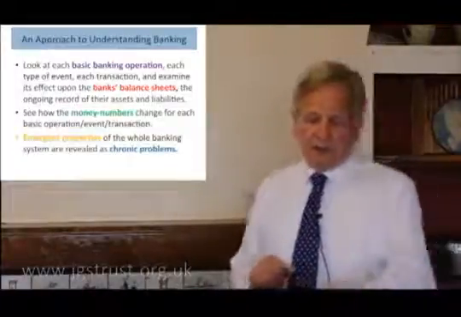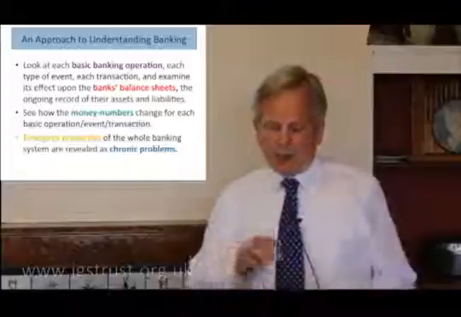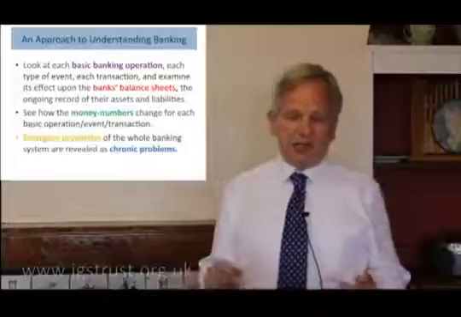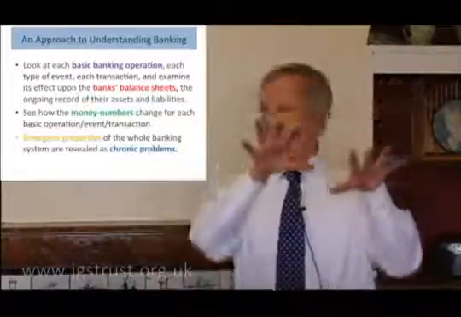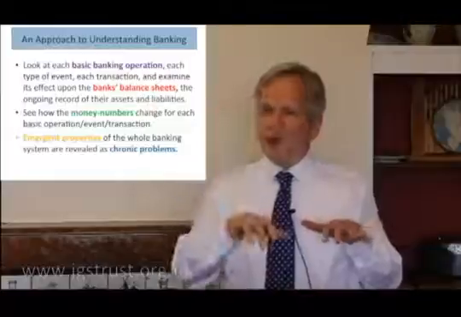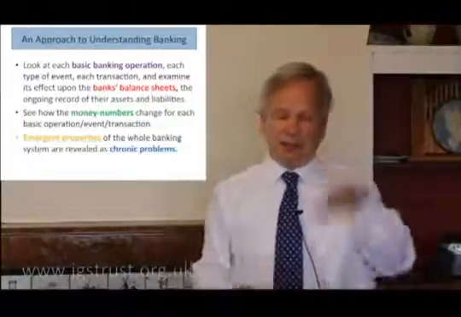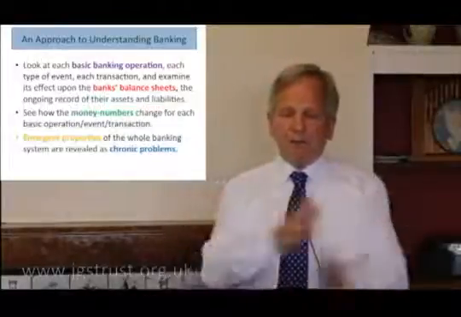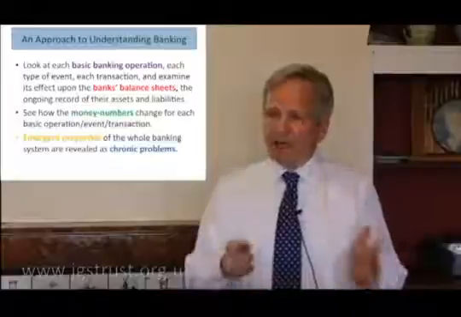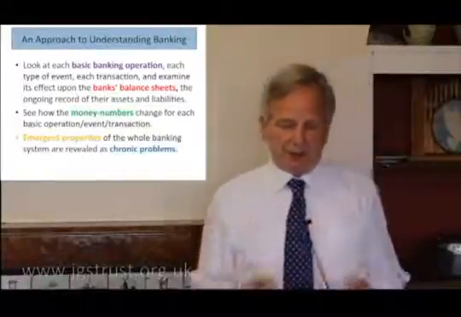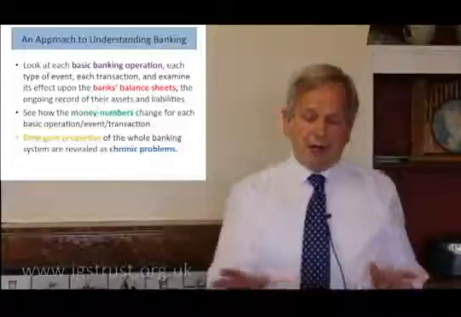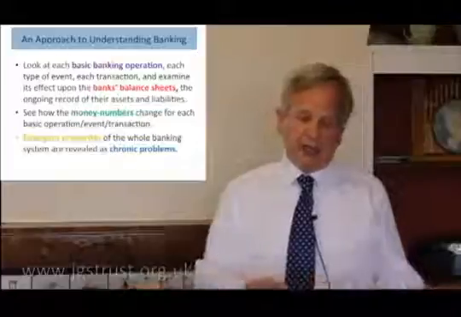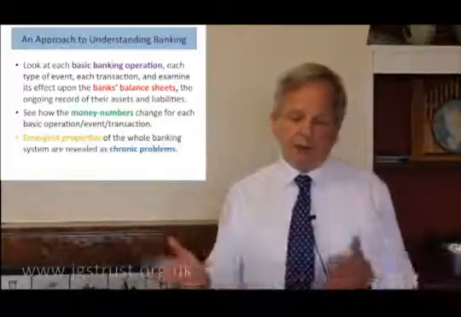So we look at what's called the bank's balance sheet, and we'll go on to that in the next slide. What is a balance sheet? It's just an accounting convention where you list on one side of the paper, one side of the computer screen, all the assets of an entity, and on the other side all its liabilities. And double entry bookkeeping is a way of maintaining exact balance between these two sides. We'll see that. So then we see how these money numbers change for each basic operation, putting money in, taking it out, transactions, moving it from one account to another.